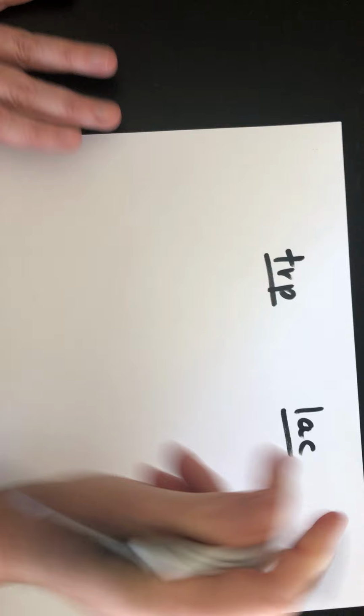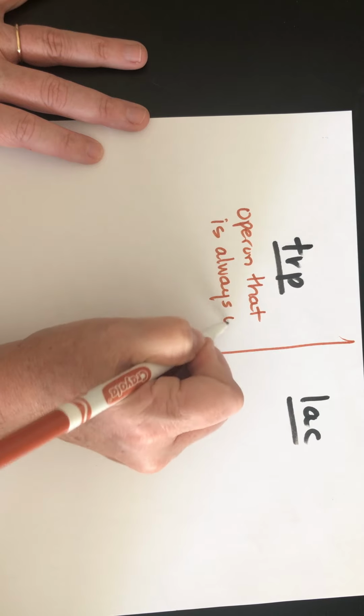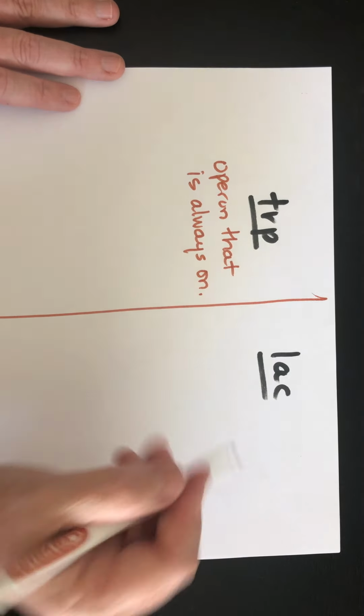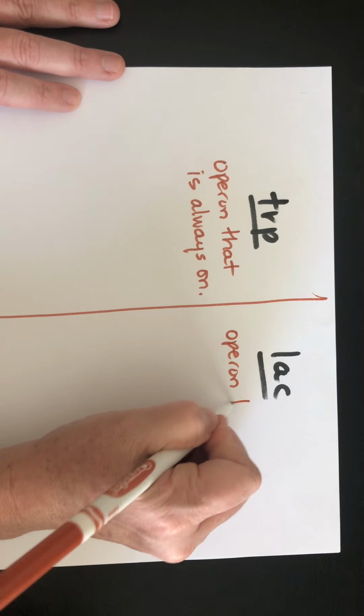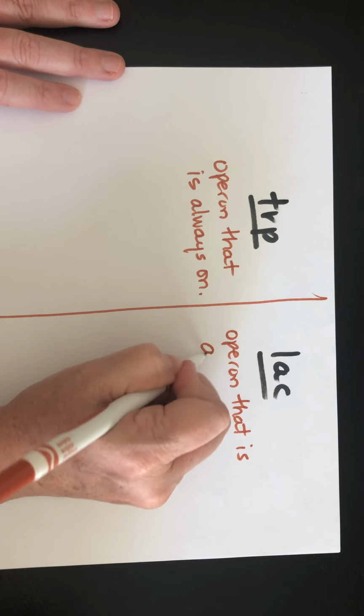All right, so the main thing here is that we remember that our two operons, trip and lac, are just two very specific examples of operons. There's lots more, but trip represents an operon that is on, and lac represents an operon that is off.